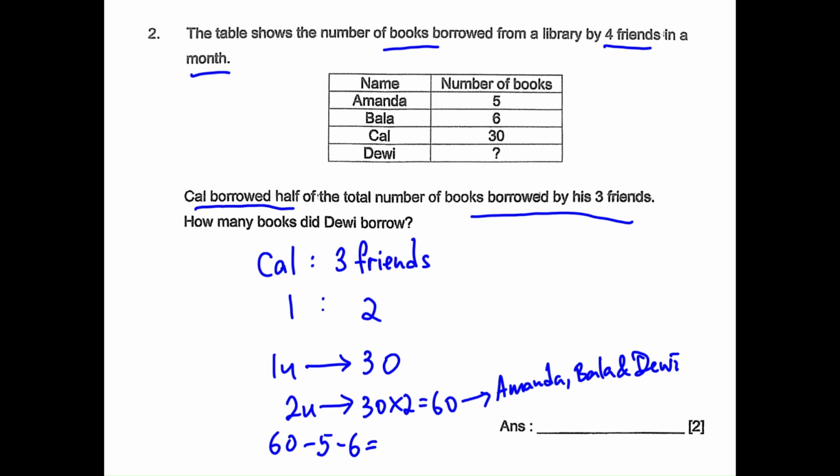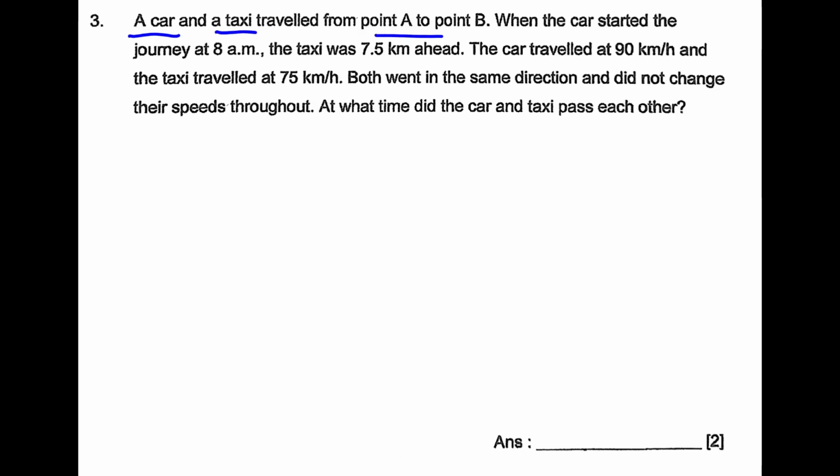Now we need to find the number of books borrowed by Dewi. We just have to simply do 60 minus 5 minus 6, which are the number of books borrowed by Amanda and Bala. And we get 49.